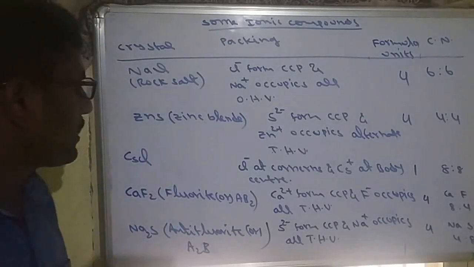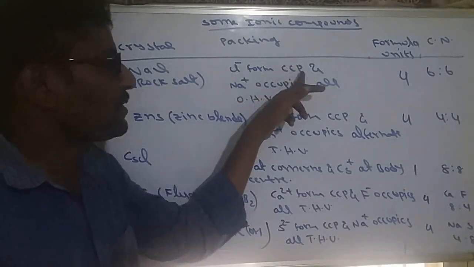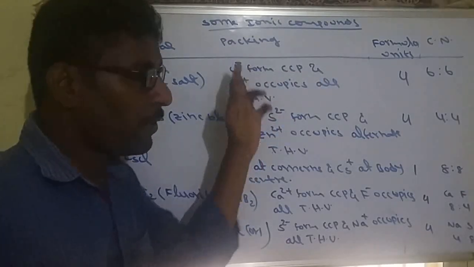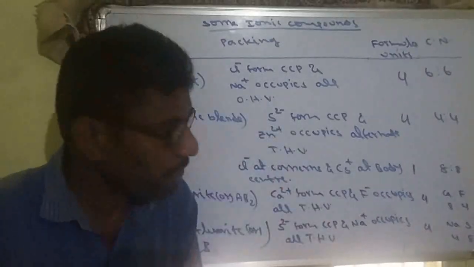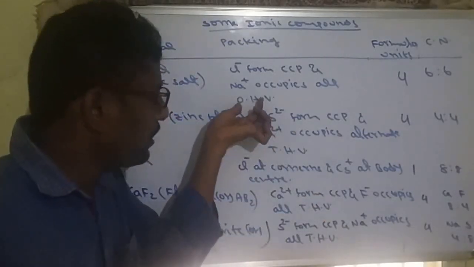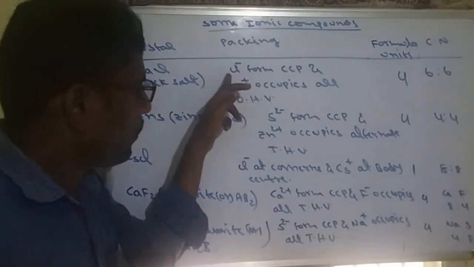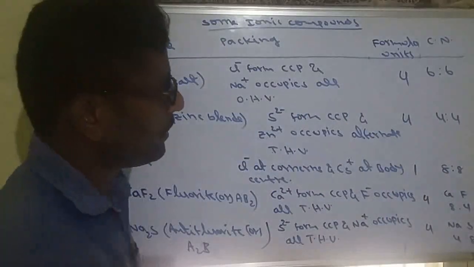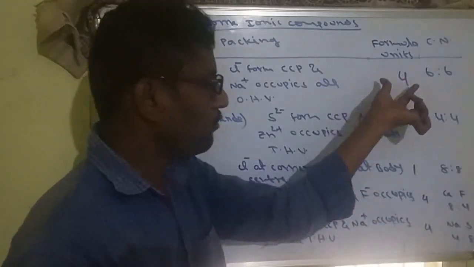In NaCl type structures, also called rock salt type structures, Cl minus ions will form CCP. CCP means again I wrote FCC. So Cl is forming FCC, so the number of Cl will be 4, because for FCC the required atoms are 4. And Na plus occupies all the octahedral voids. Octahedral voids are equal to the number of atoms, so sodium is also equal to 4. 4 chlorine atoms, 4 sodium atoms. So the total is 4 NaCl molecules. That is called formula units. Formula units means the number of molecules, so it will be 4.